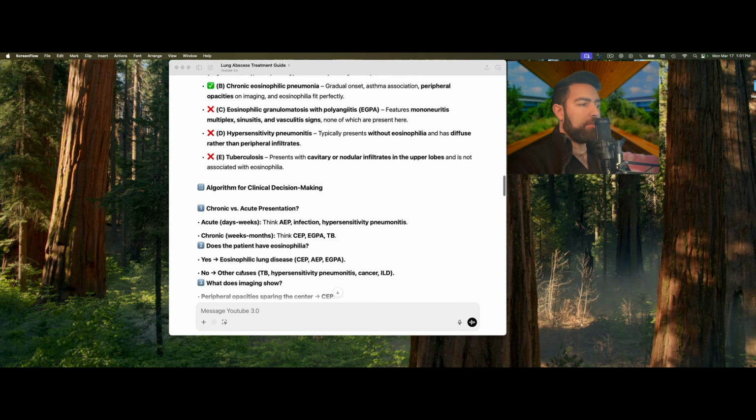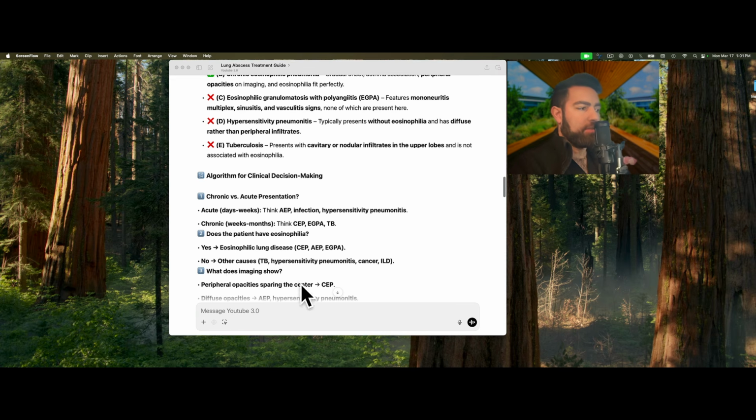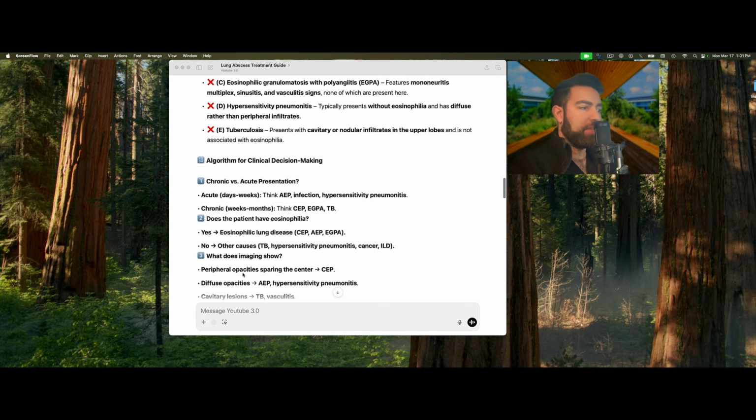Now, then you think about, okay, which of these lung diseases can have a lot of peripheral eosinophilia. So when you look at that and divide them up, you see that CEP, AEP, EGPA, those are diseases that can involve the lungs and present with eosinophilic findings. And the other causes are less likely to do that. For example, TB, hypersensitivity pneumonitis, cancer, ILD, they're not going to present with the eosinophilic findings.